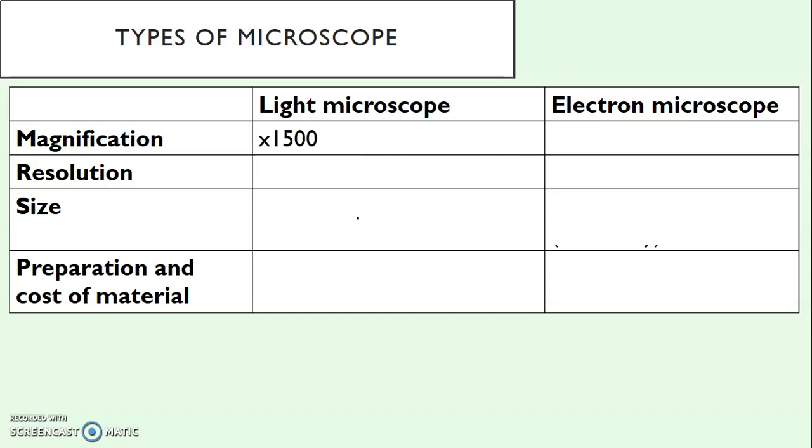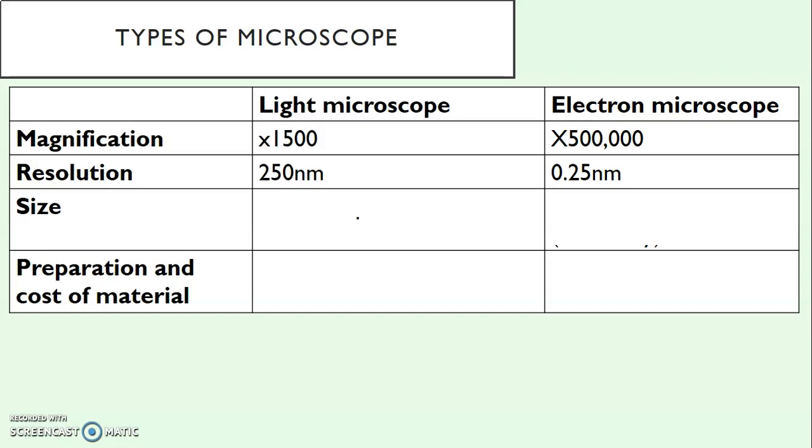So a light microscope can magnify up to 1,500 times. An electron can go up to 500,000. So quite a big difference there. Resolution on a light microscope is 250 nanometers. So what that means is that points that are closer than 250 nanometers, we wouldn't be able to see the detail. In comparison, on an electron microscope, it's 0.25 nanometers, so a massive difference there.